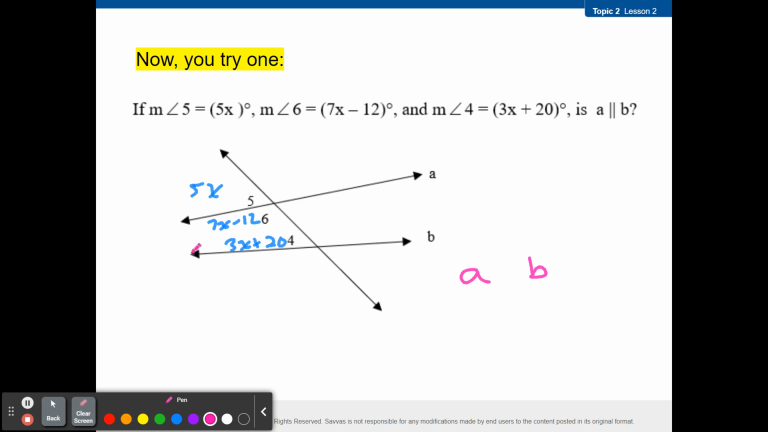All right, are they parallel or are they not parallel? I've seen a lot of people shake their heads no. So yeah, they're definitely not parallel. Someone tell me though, what did these two add up to?